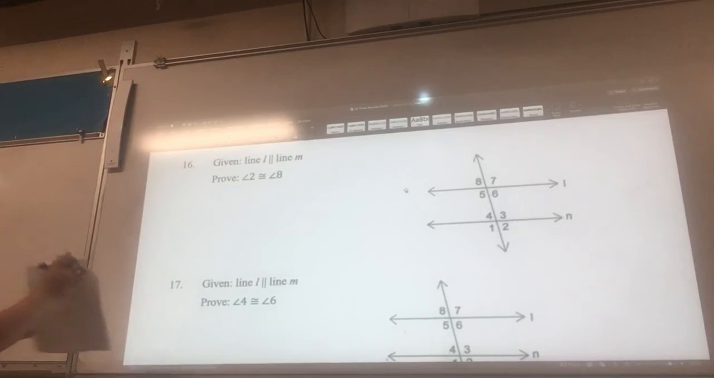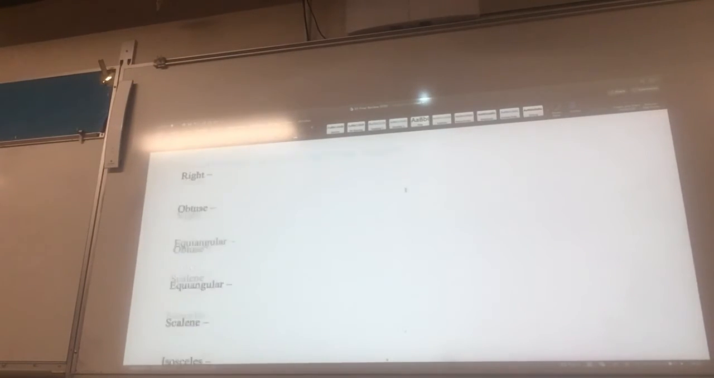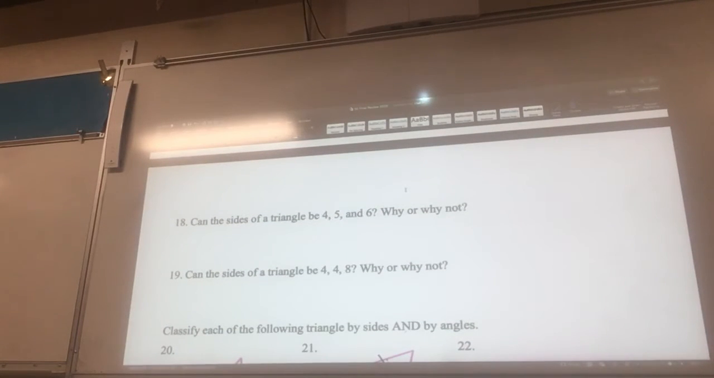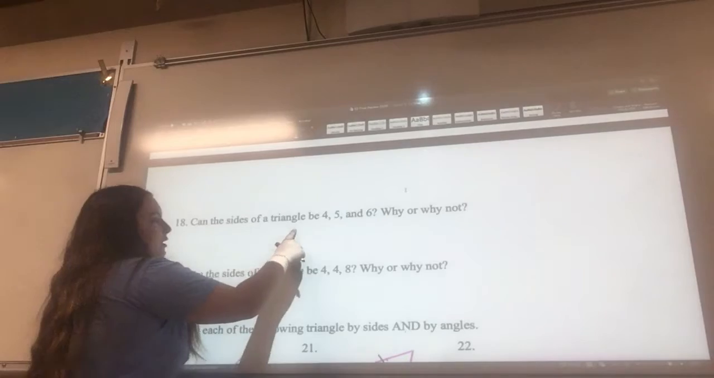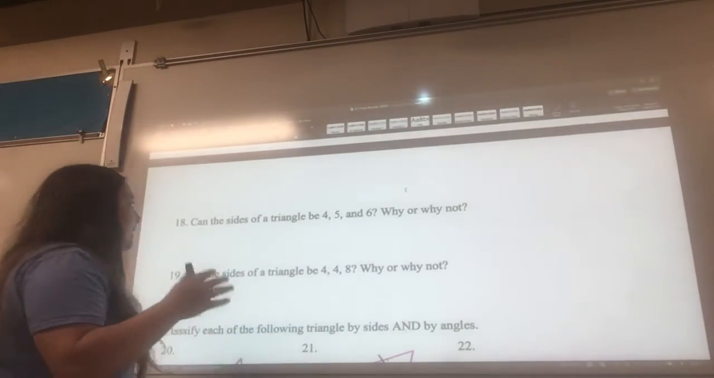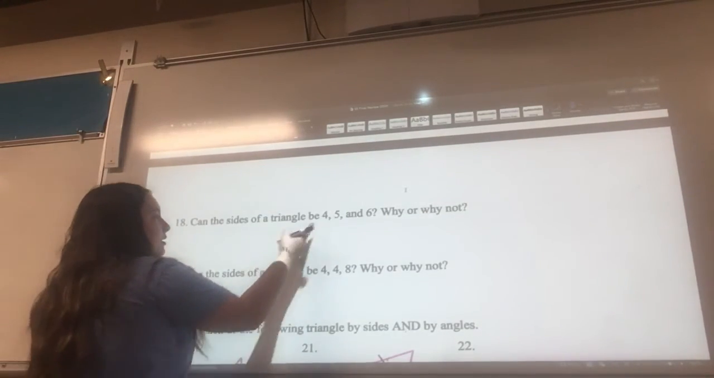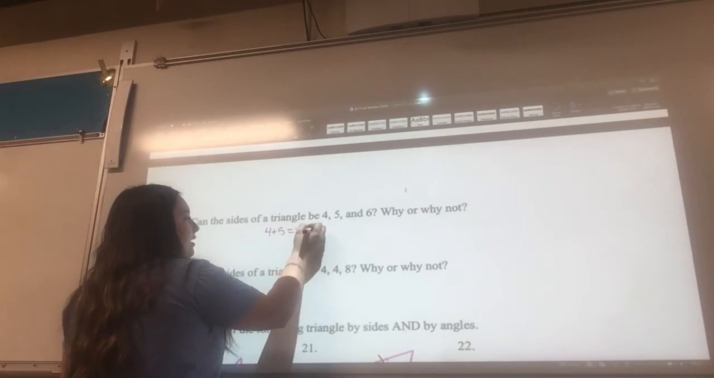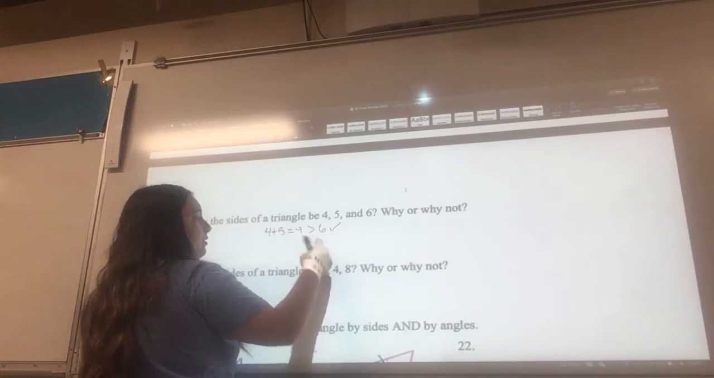So the next one we are looking at is remembering how I can determine side lengths of a triangle. If I have triangle 4, 5, and 6, can it be a triangle? What you have to remember is you have to take 4 plus 5, so that equals 9. It's greater than 6, so that works because that's the third.